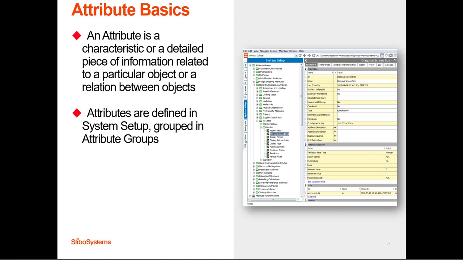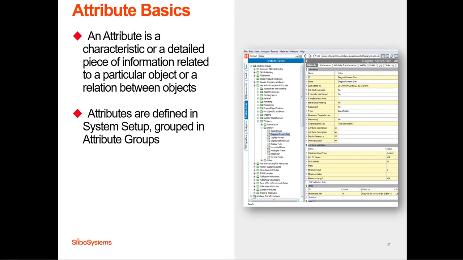Okay, so today we are going to discuss the attributes.